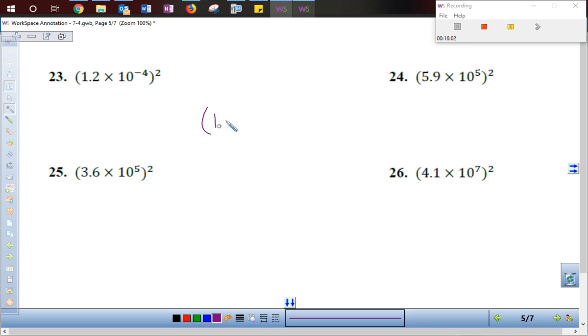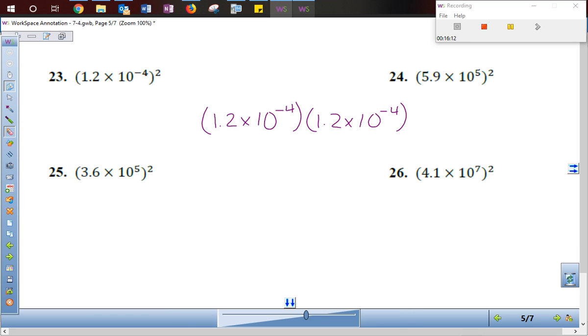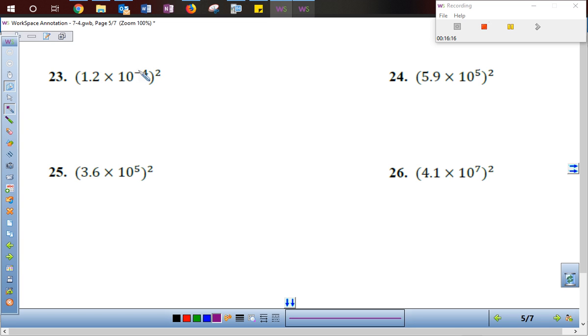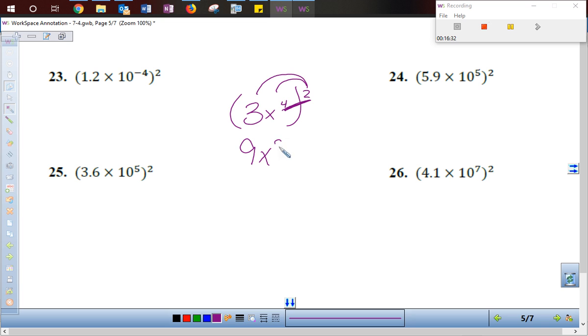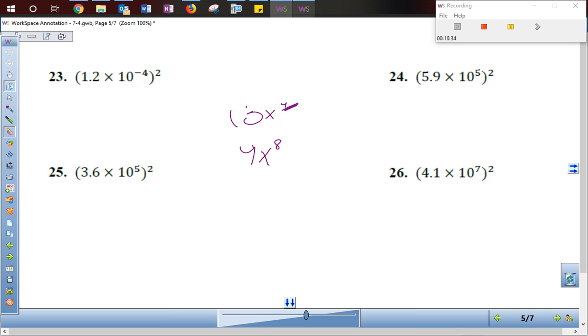Now we understand that if I'm squaring it, I'm really taking 1.2 times 10 to the -4th and multiplying it by itself. But instead of rewriting it and multiplying it out, let's use our knowledge of exponents to help us solve this. Now remember, if I were to have like 3x to the 4th squared, we kind of distributed that exponent and took 3 squared to get 9, and took x to the 4th squared, multiplied those together, and got x to the 8th. So using that information, let's see if we can solve 23.